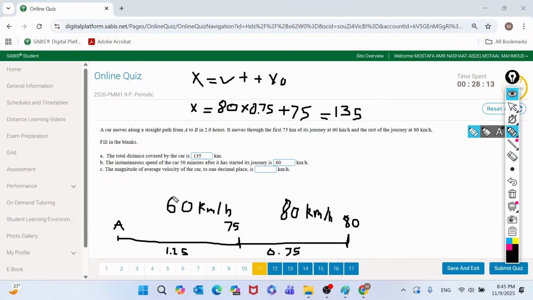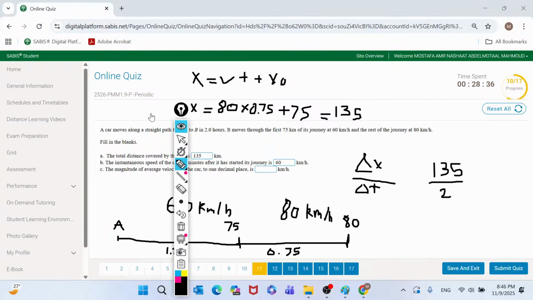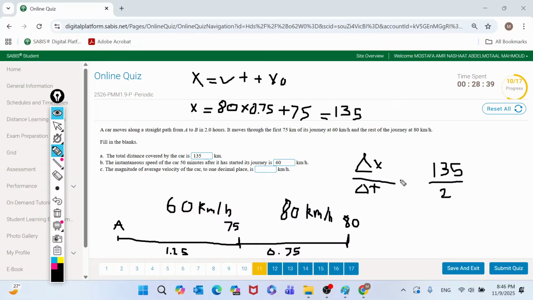Okay, the magnitude of the average velocity of the car to one decimal place. Average velocity is delta x over delta t. Delta x is 135 over delta t, which is 2. And they wanted it in kilometers per hour, so you don't convert. If they wanted it in meters per second, you convert. That's gonna equal 67.5.